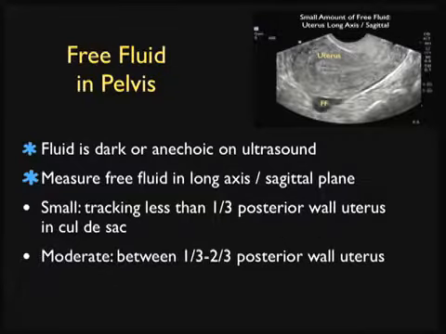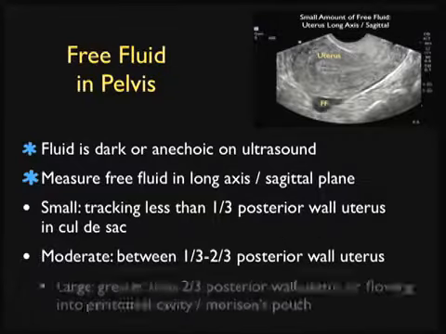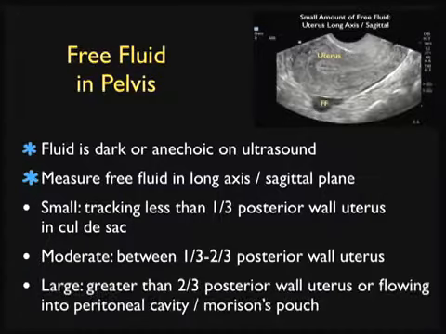Most OBGYNs use the rule of thirds to determine the amount of free fluid within the cul-de-sac. A small amount of fluid, as shown in the image to the upper right here, is tracking less than 1/3 down the posterior wall of the uterus in the cul-de-sac. A moderate amount of fluid will be tracking between 1/3 and 2/3 the posterior wall of the uterus, and a large amount of free fluid is defined as greater than 2/3 the posterior wall of the uterus, or flowing into the peritoneal cavity.